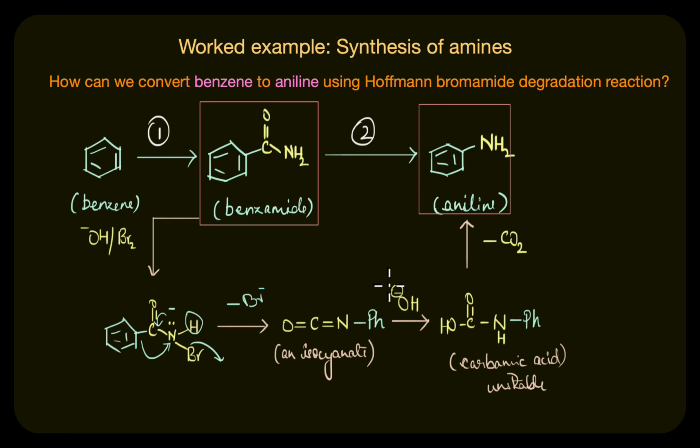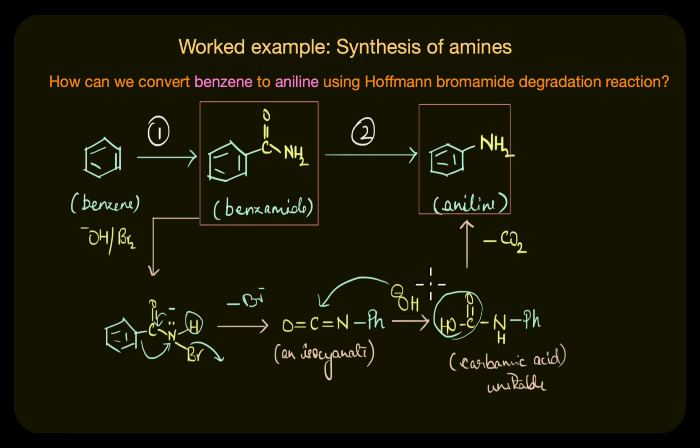Now here again the OH minus attacks the carbonyl carbon and gives us this corresponding carbamic acid, which again being highly unstable immediately loses this part as carbon dioxide, giving us aniline as the final product. So this is the mechanism.